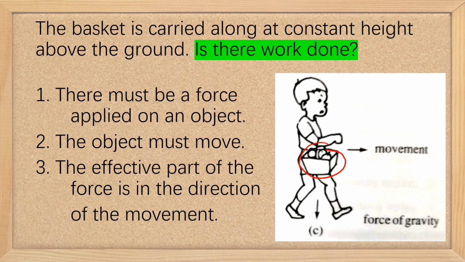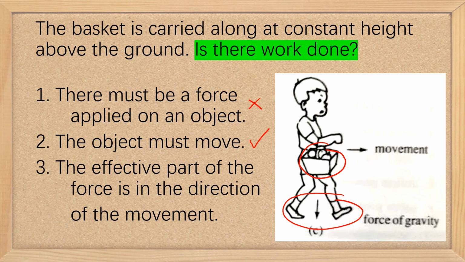There must be a force applied on an object. Basically, your basket is already above the ground, so there is no force applied to it. Where is the force applied? The force applied is here in your feet. Instead of the basket, the force is directed to your feet so that you can walk or move. Number two, the object must move. There is an object moving in this picture. However, for number three, the effective part of the force is in the direction of the movement.